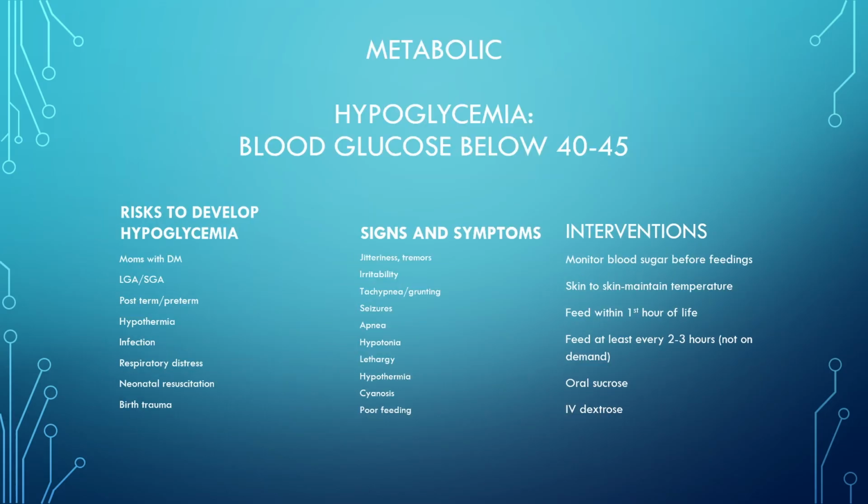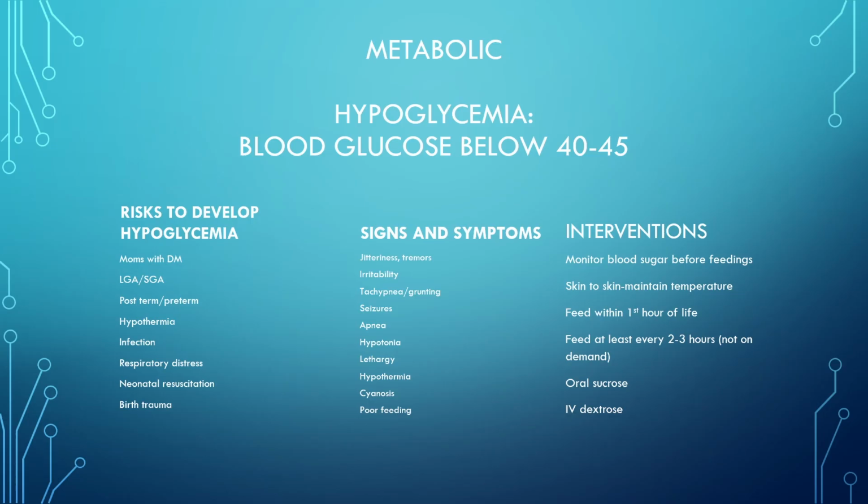Okay, so our next system we're going to talk about here is the metabolic system. So really what we're worried about with this is hypoglycemia. Hypoglycemia is defined as a blood glucose below about 40 to 45 that first day of life. After that first day of life, it should go up a little bit more, about 50 or 60. But usually the hypoglycemia occurs during that first day.